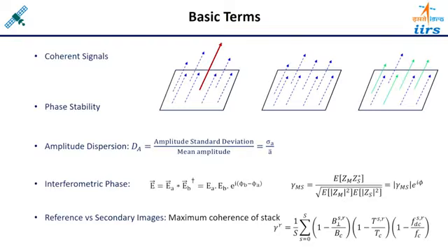Such pixels, or you can say resolution cells, are called persistent scatterers. The point is, wherever the red color response is there, it means there is a very strong target which is responding in all the signals. That means suppose one image is acquired at time t1, another image is acquired at time t2, t3 and so on.